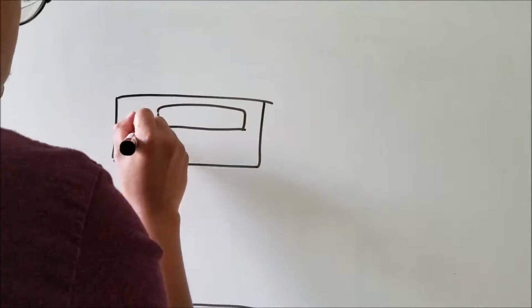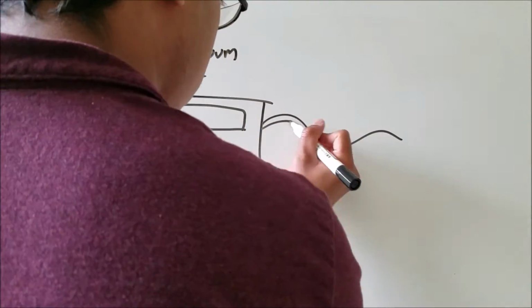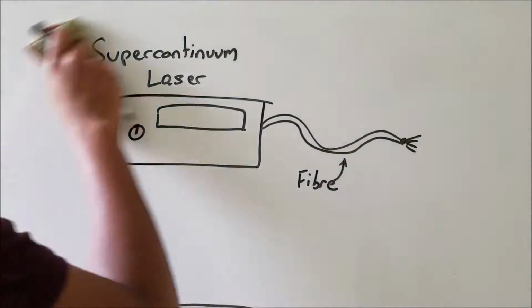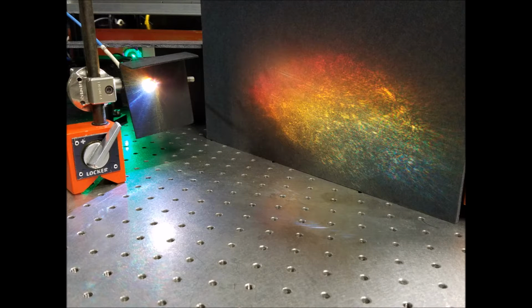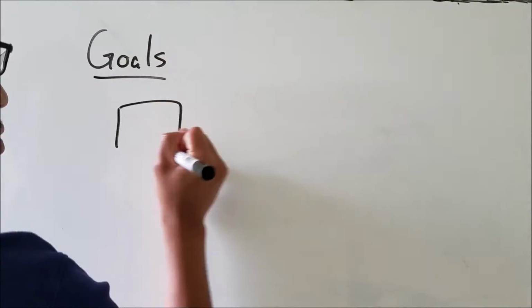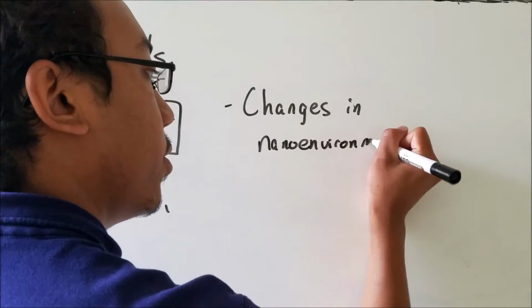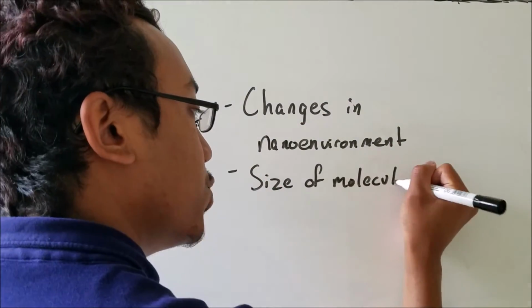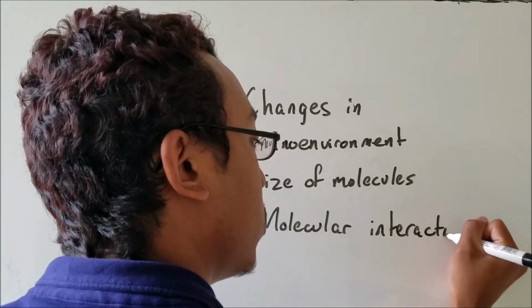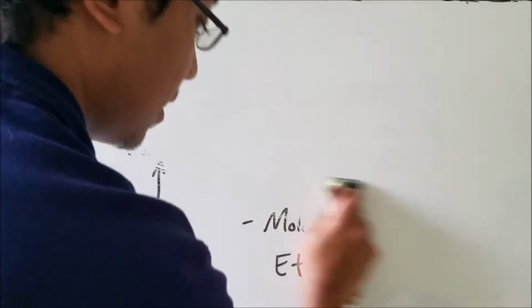For our purposes, we have a laser that generates supercontinuum light and is outputted through this fiber. This is what the light looks like when it is scattered. You can have a moment to be amazed. We want to use this light to activate fluorescence in a sample. By doing so, we can detect the changes in the nanoenvironment, the size of the molecules, the molecular interactions, and other things. Our goal is to create an efficient system in which to do this.